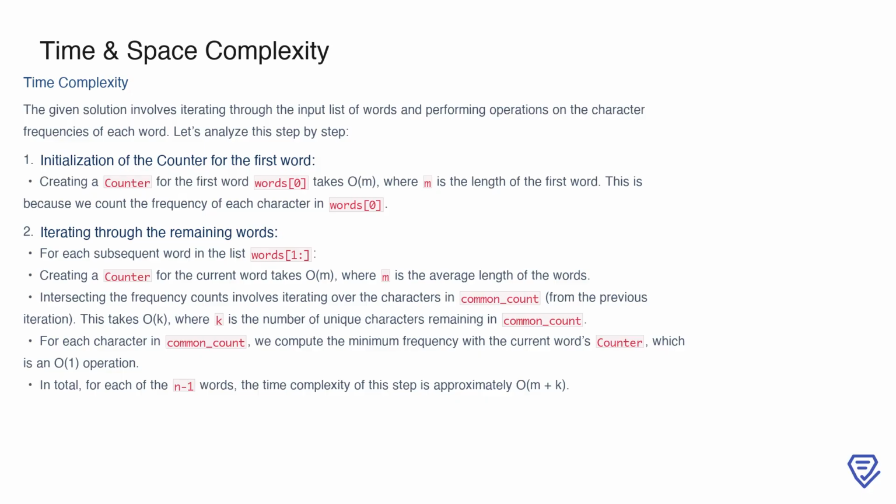Then, to find the common characters, we intersect the frequency counts with the current common_count. This step involves iterating over the unique characters in common_count, which are at most K in number. For each character, we compute the minimum frequency between the two counters, and since this is a constant time operation, the overall complexity for this step is K. Combining these steps, processing each of the N-1 remaining words requires M plus K time, making this the dominant term in our time complexity analysis.